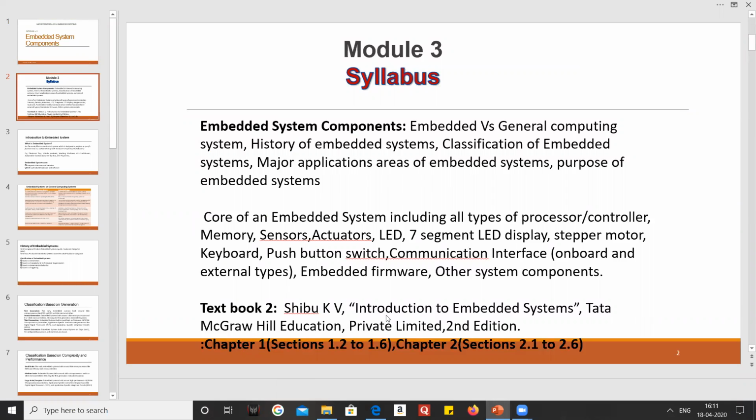So now let us start with Module 3. Module 3 has got two chapters. Chapter 1, you are seeing there: embedded system components versus general computing system, history of embedded systems, classification of embedded systems, applications, all these things come in chapter 1. Next, core of embedded systems, including all types of processor, controller, and all the applications comes in chapter 2. So this is just a brief description about the syllabus of Module 3. So now let's go to the next slide.